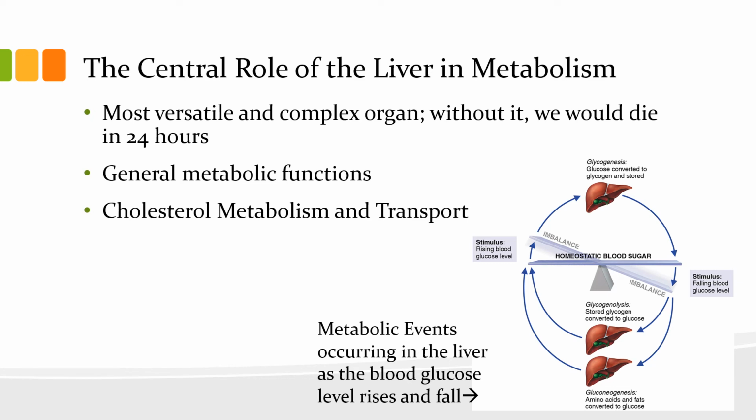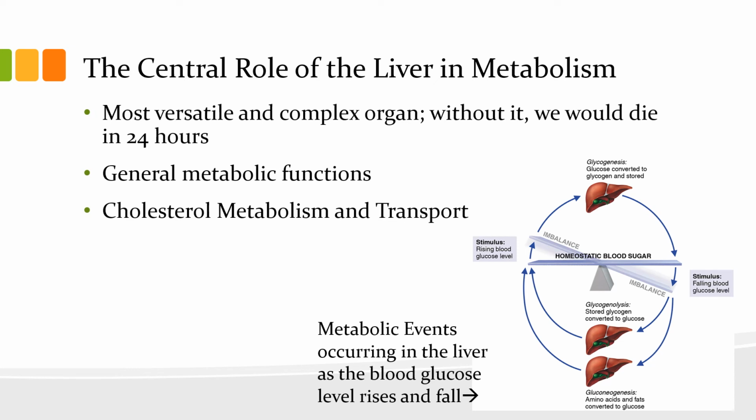General metabolic functions. The liver is vitally important in helping to maintain the blood glucose level within the normal range. After a carbohydrate-rich meal, thousands of glucose molecules are removed from the blood and combined to form the large polysaccharide molecules called glycogen, which are then stored in the liver. This process is glycogenesis, literally meaning glycogen formation.